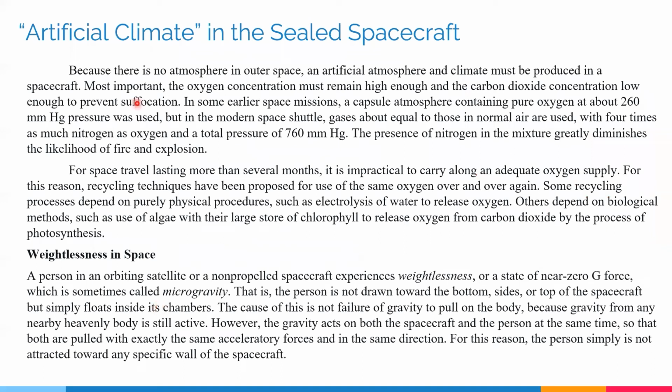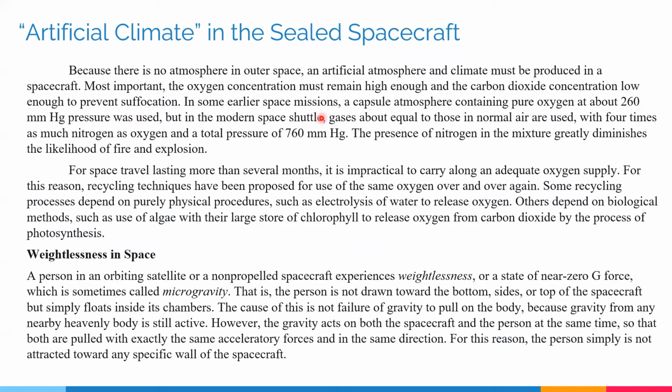Next, we look into another aspect of space travel, which is the artificial climate which is created in a sealed spacecraft. Because there is no atmosphere in outer space, an artificial atmosphere and climate must be produced in the spacecraft. Most importantly, the oxygen concentration must remain high enough and carbon dioxide concentration low enough to prevent suffocation.